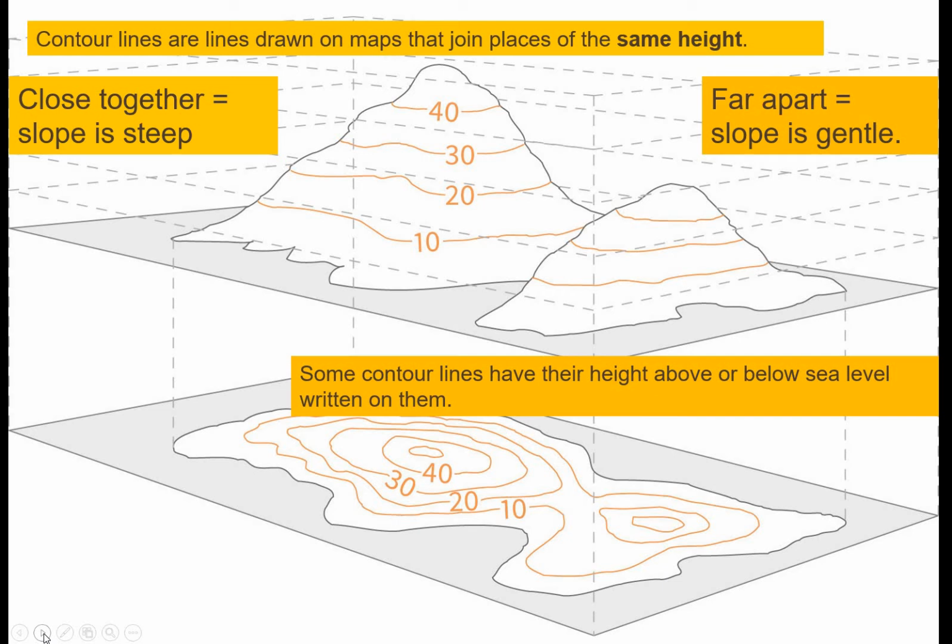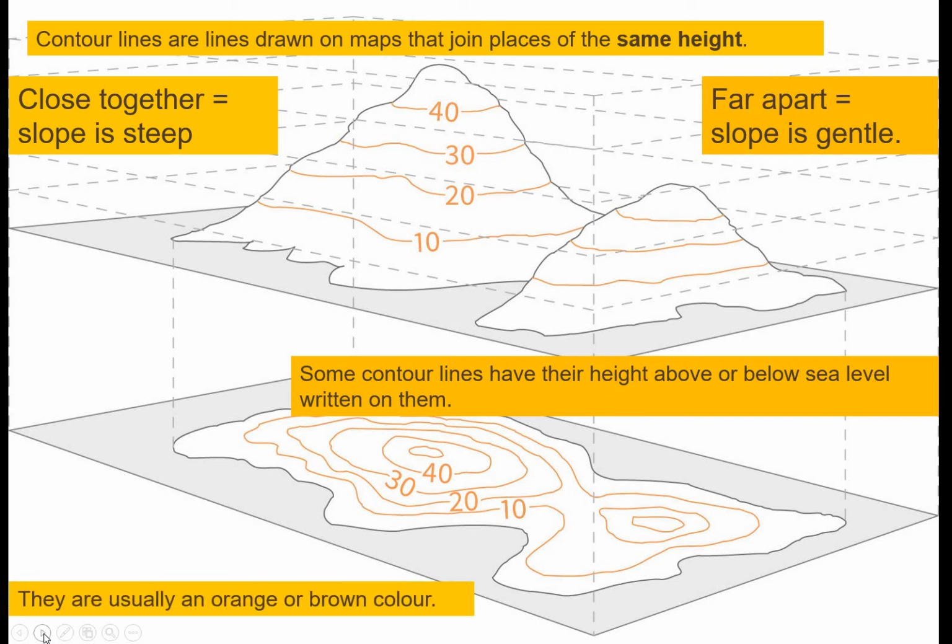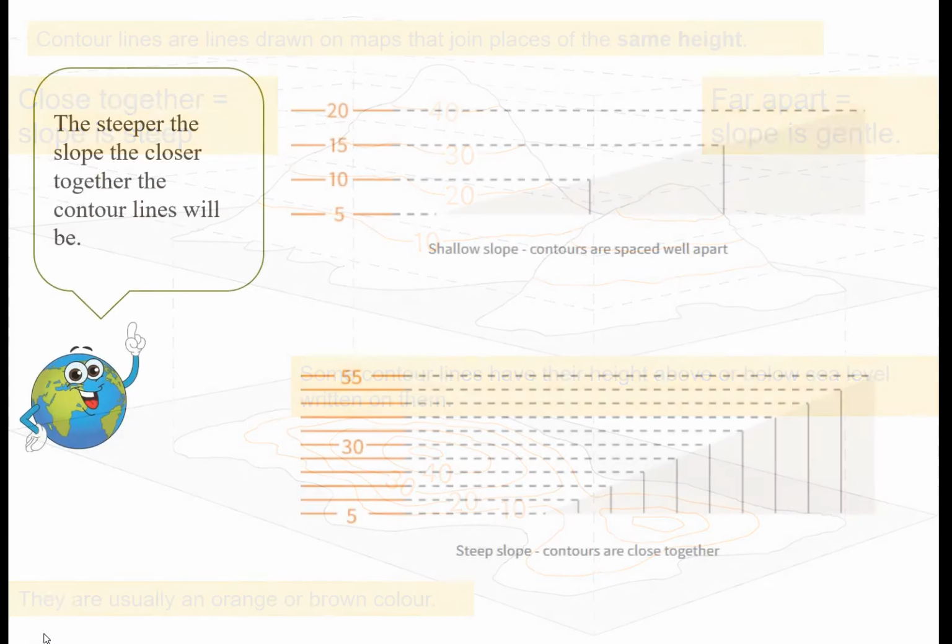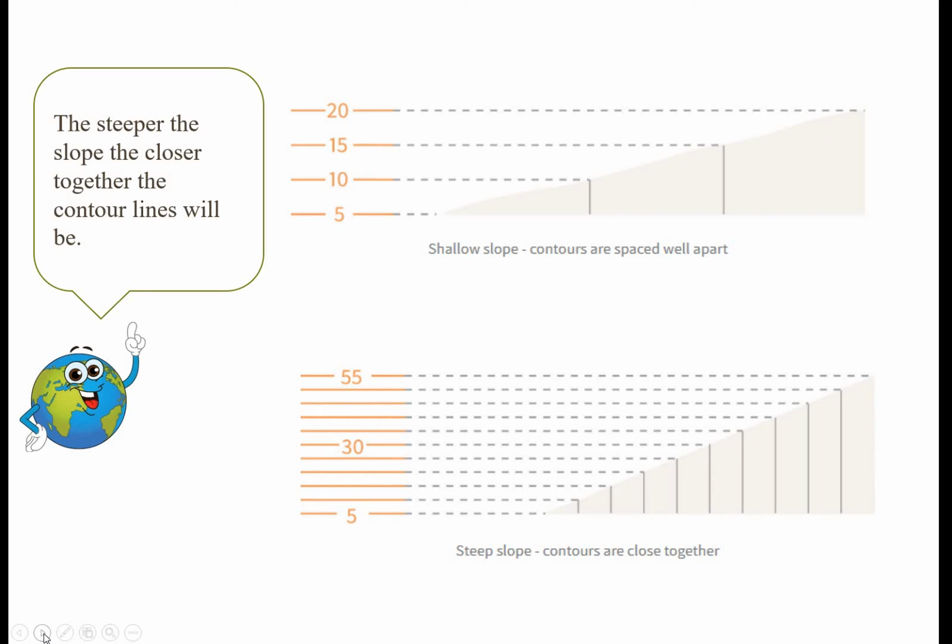There are some contour lines that have the height above or below sea level written on them, but you'll generally be looking at those above sea level. And as we just learned, they are usually orange or brown in colour. So let's spin those contours round, just gives a better look at what they look like. So let's look at the contour lines on a map itself.